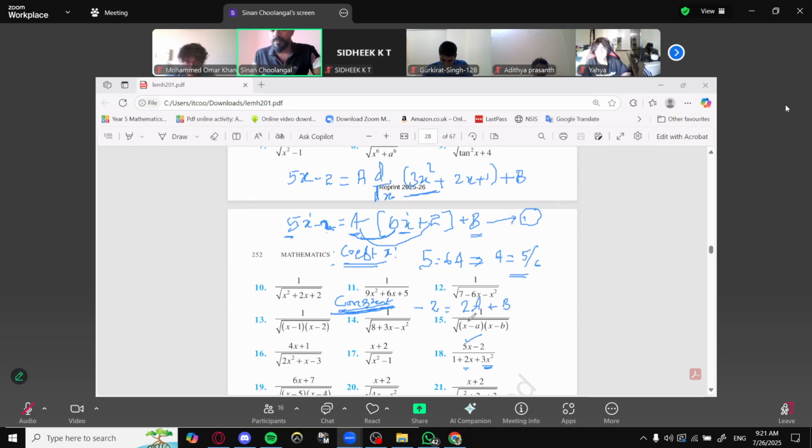So what is the a value we found? 5 by 6, plus b. 1 2 is 2, 3 2s are 6. So minus 2 plus 5 by 3 will come to this side, minus 5 by 3 plus b. 3 2s are 6, 6 plus 5, 11 by 3. So negative 11 by 3. That is the value of b.